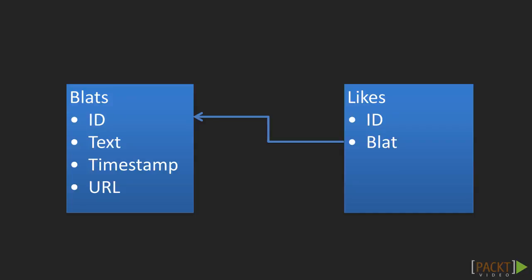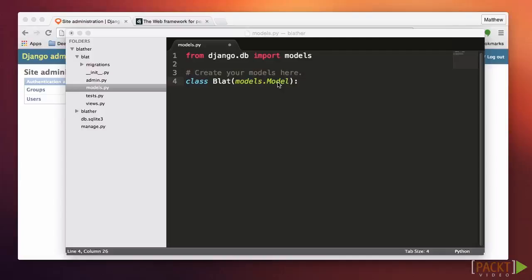We'll also have a field for a URL where people can tell us where they found this useless info. We'll also have a related table of likes. Each time somebody likes a Blat, an entry will be added to this table which references the Blat they liked. Let's open our models.py and begin adding to it.